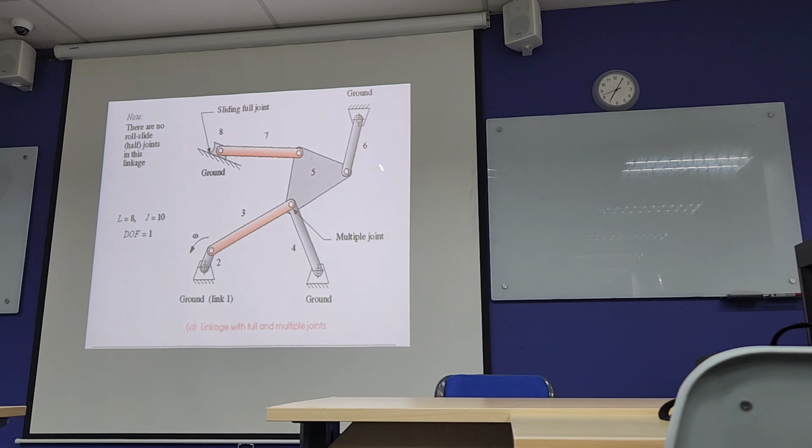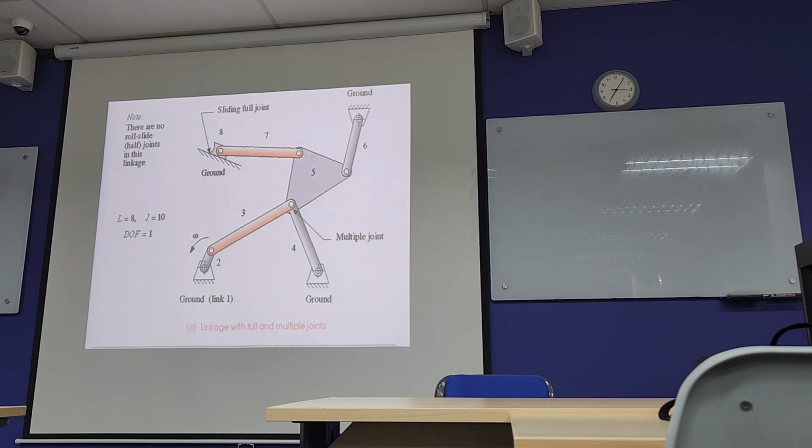Okay, so can you see how many links are there here? The ground link is 1. This is the crank, link 2, and this is link 3. This is link 4. This is link 5. This is link 6 and link 7, and the slider is also a link. So altogether there are 8 links here.